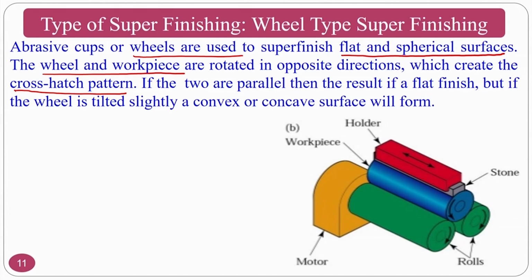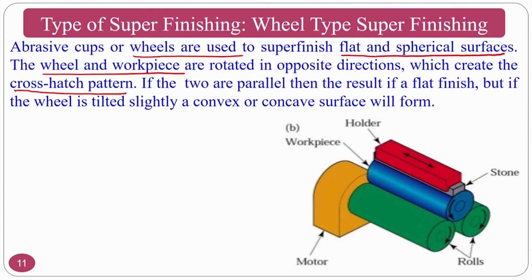In this particular super finishing, the second type, which is the wheel type of super finishing process, you will have two rollers. These two rolls rotate in opposite directions, so that the finishing takes place. At the same time, the surface texture that is generated will be the crosshatch pattern type.